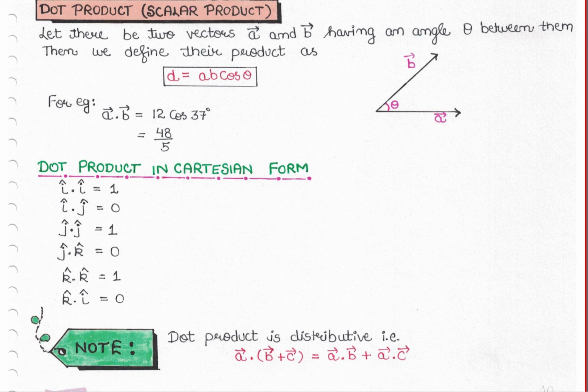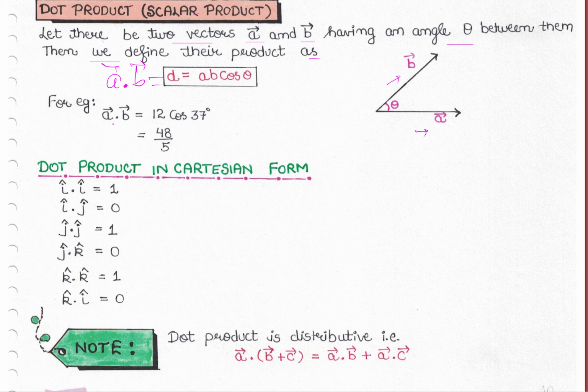Now dot product. What is dot product of a vector? Or we can say it is a scalar product. Let there be two vectors a and b having an angle theta between them. Then we define their product as a dot b is equal to ab cos theta. This is dot. So this is our a vector, this is our b vector, making an angle theta. So we can write a dot b is equal to ab cos theta.